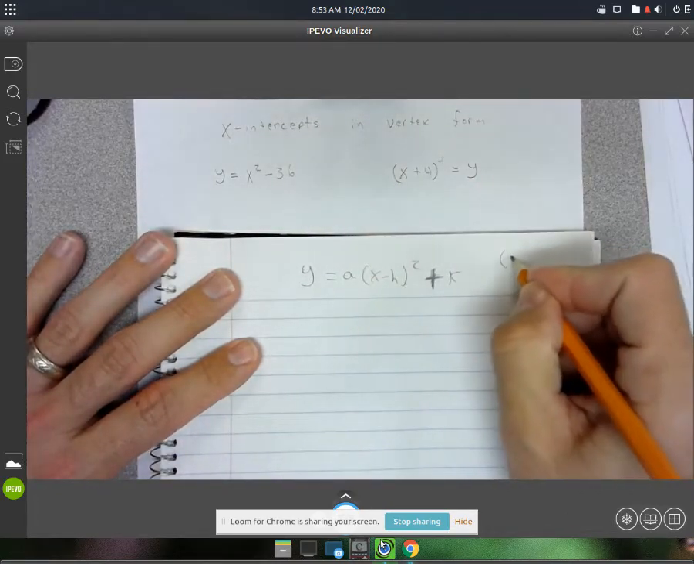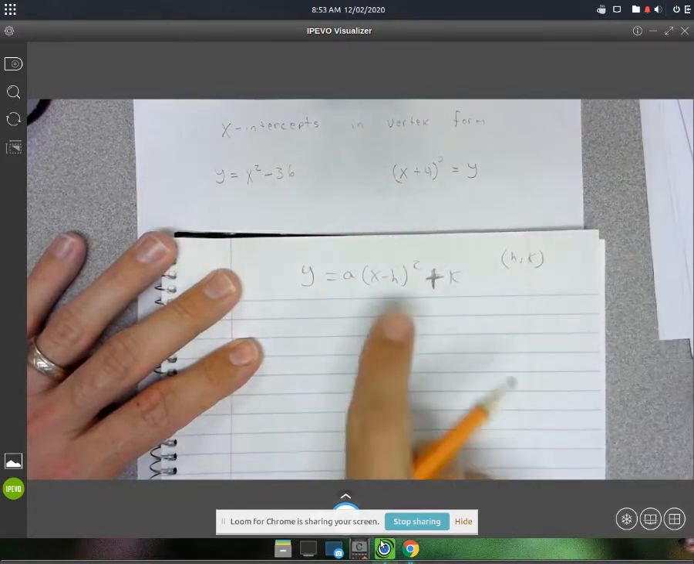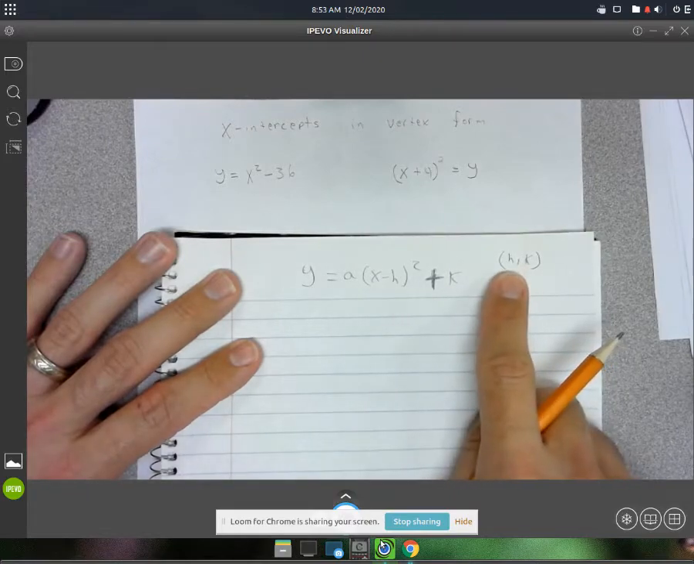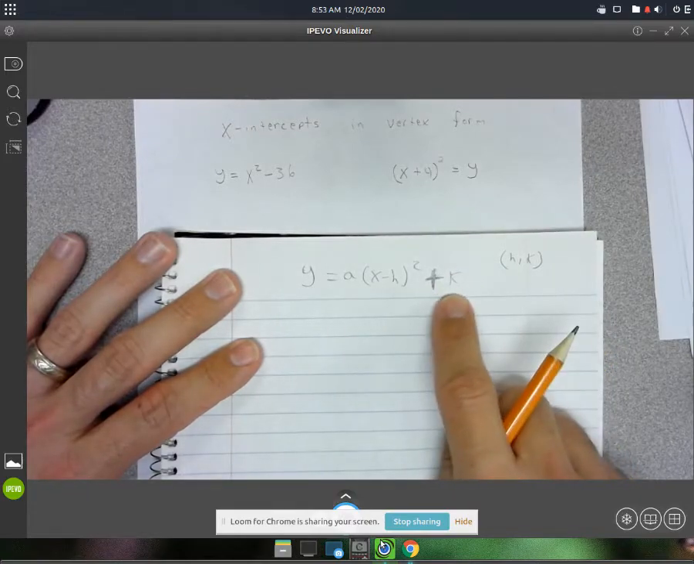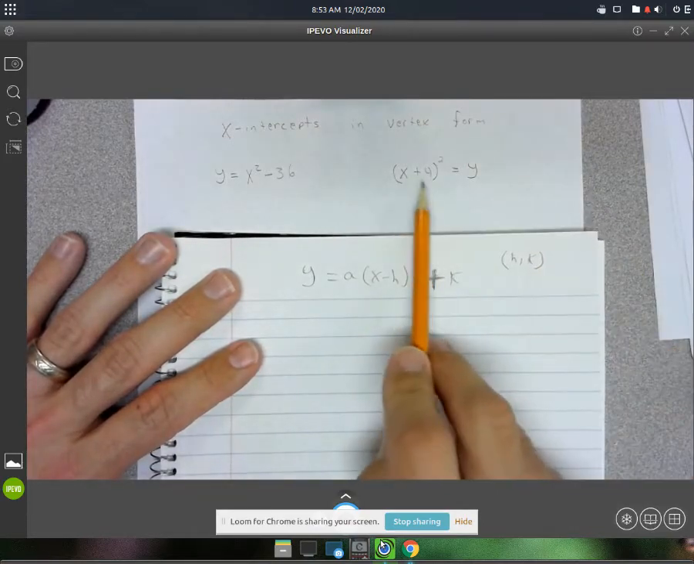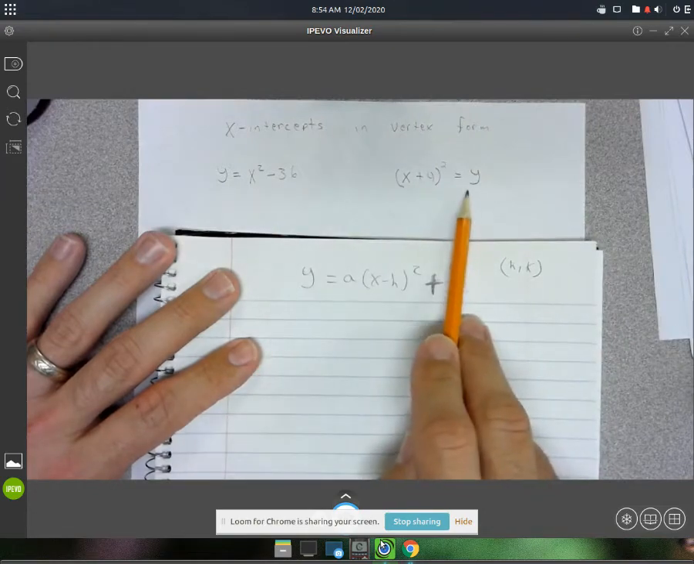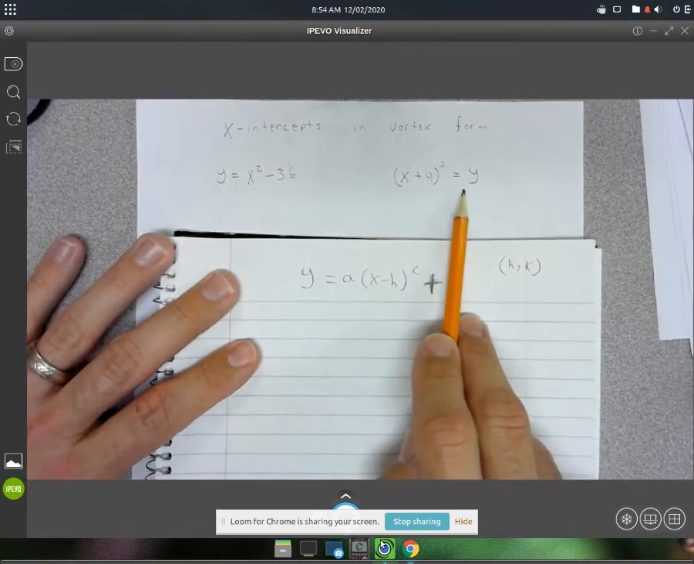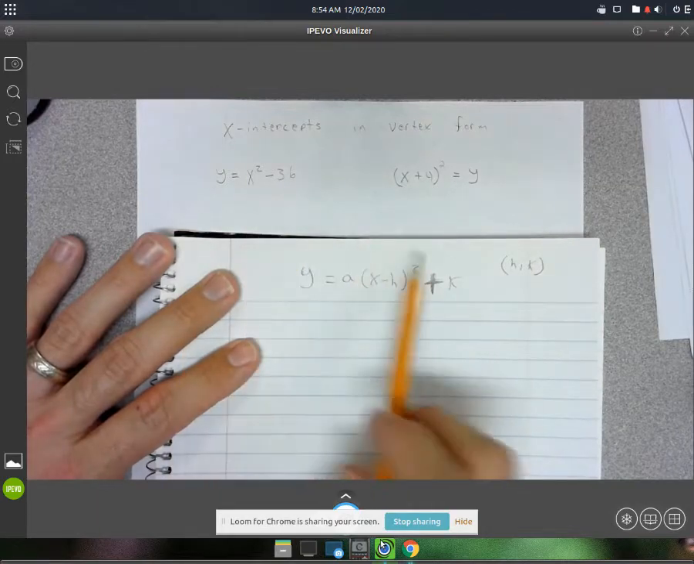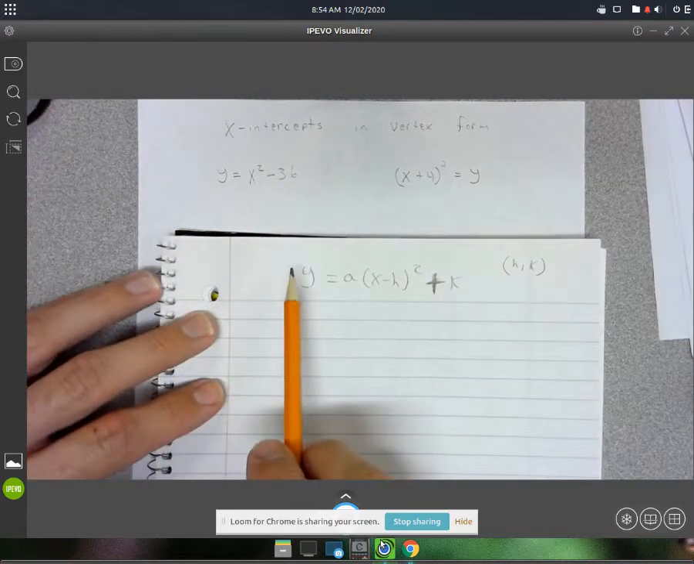When the vertex is h comma k. So remember, this is like this many units right, so that's why h is positive over here. This is k units up, and that's why k is positive over here. All right, so these two are special cases. Obviously, the y is in the weird place right there, but these are special cases for vertex form.